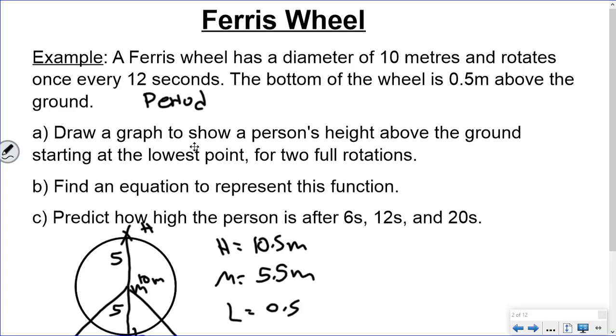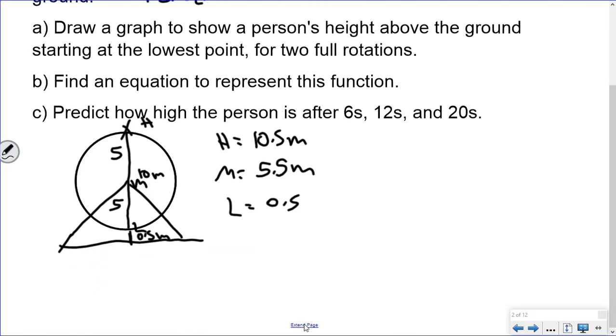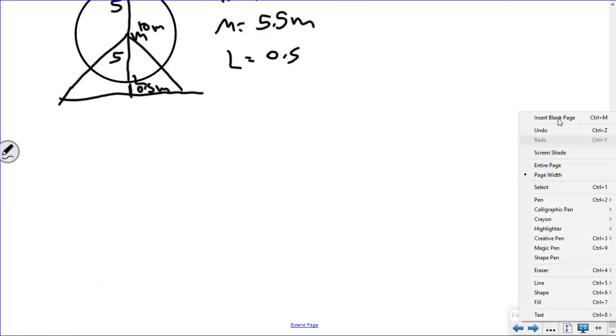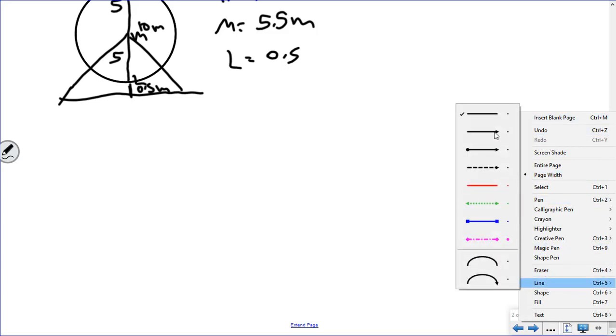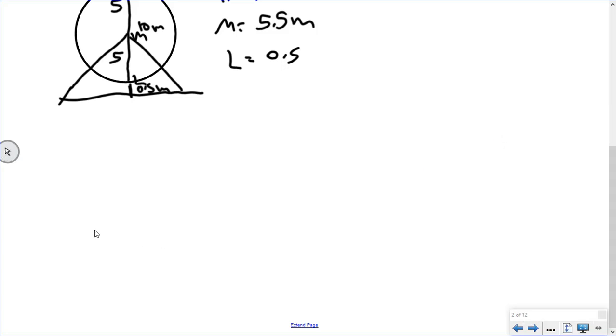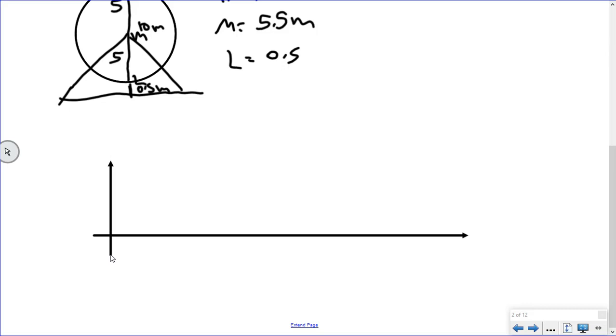So question A asks us to draw a graph that shows a person's height above the ground, starting at the lowest point, for two full rotations. So instead of 12 seconds, we're going to graph this thing over a period of 24 seconds. So let's do that. I'm going to make my graph. And where I place my points sort of matters. I don't really care about negative times or negative heights, right? Because we already know that our Ferris wheel is going to start above ground. I don't necessarily care about the time before the time that we're looking at. So we're going to start with 0, 0 being the leftmost and bottommost point.